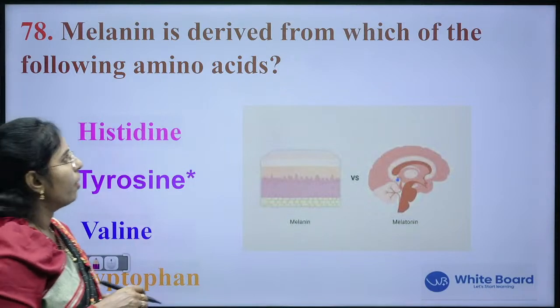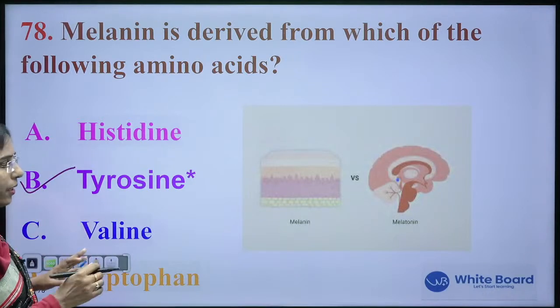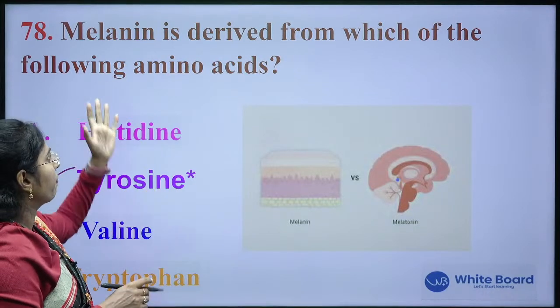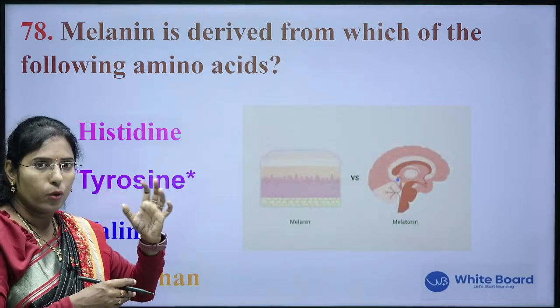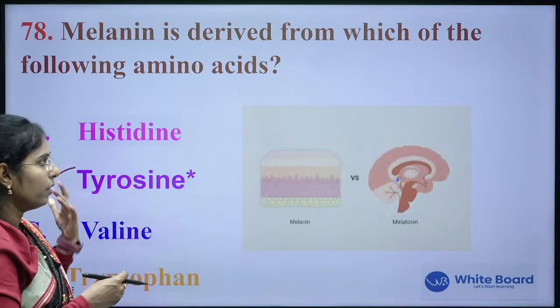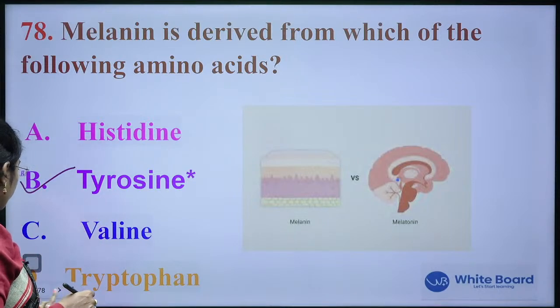Melanin is derived from which of the following amino acids? Tyrosine. It is a direct question. From tyrosine, the melanin pigment will be derived, and this is responsible for the color of our hair, eyeball, and skin also. Coming to the next question.